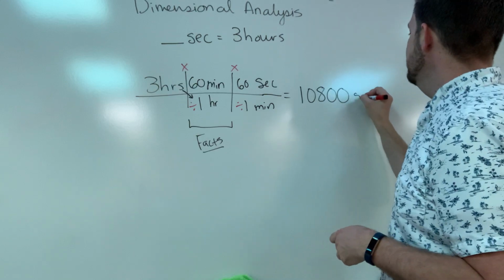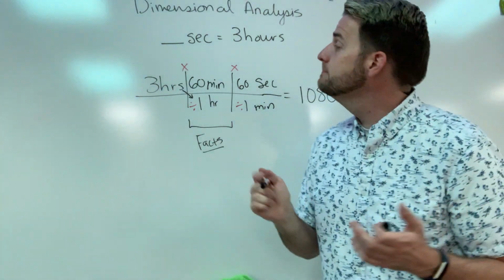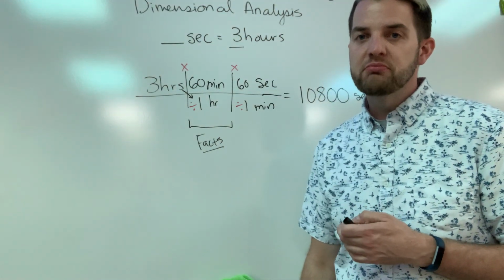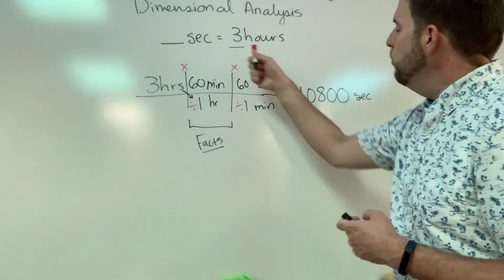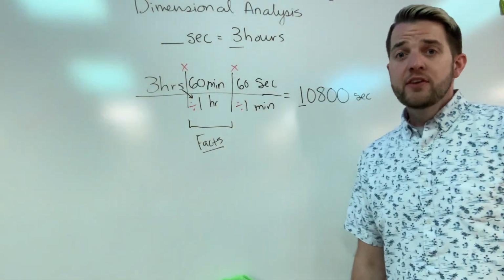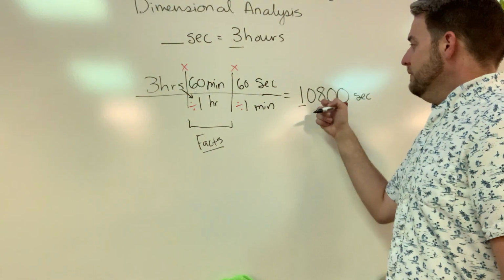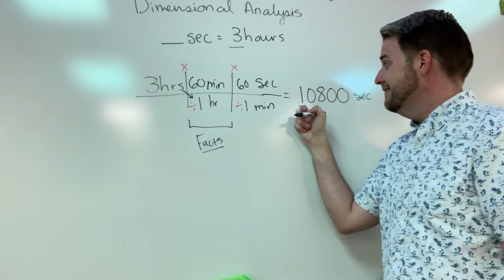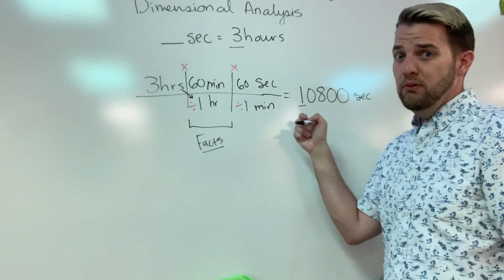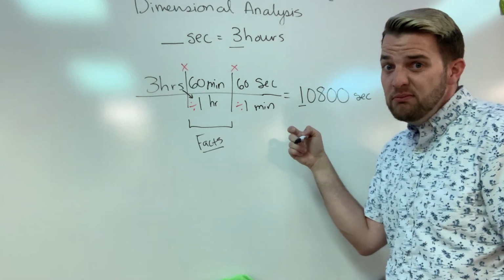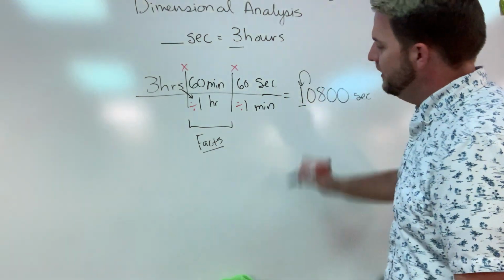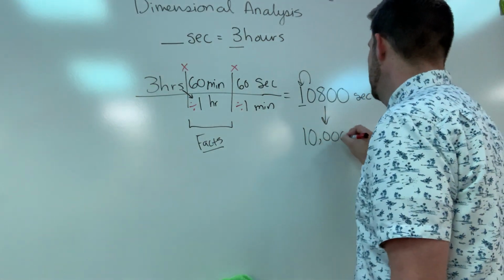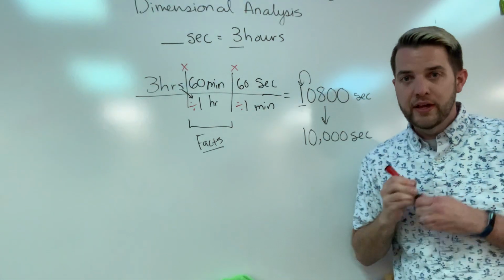So 10,800 seconds. Sig figs. Go back to my problem. 3. That's 1 sig fig. These numbers are awful. So 1 sig fig. So that means I need to round this to the nearest 10,000. So I'm trying to decide, am I going to round this to 0 or 20,000? Well, the number behind it says I'm not rounding it up. So this would round to approximately 10,000 seconds in 3 hours.